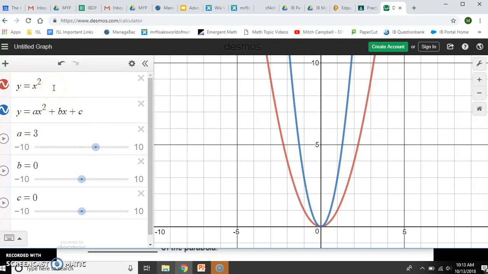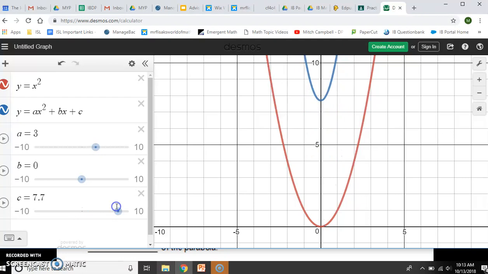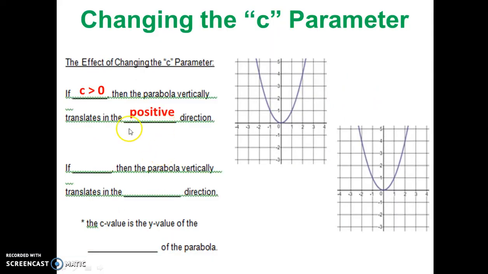That would be a vertical translation, right? And that's exactly what's happening here. The parabola is moving up. When it's positive, it's moving up. So then the parabola translates vertically in the positive direction. An example of that would be this. I took a parabola and it went up.